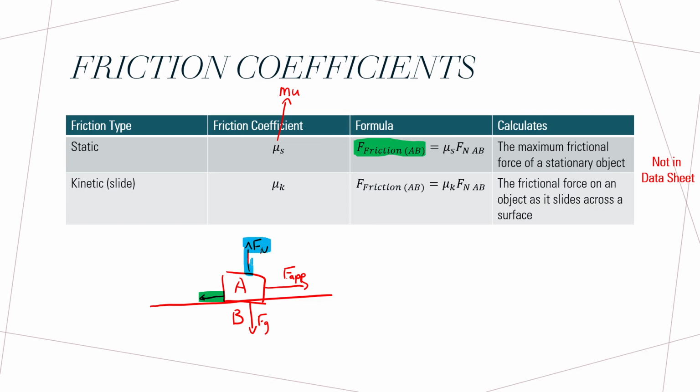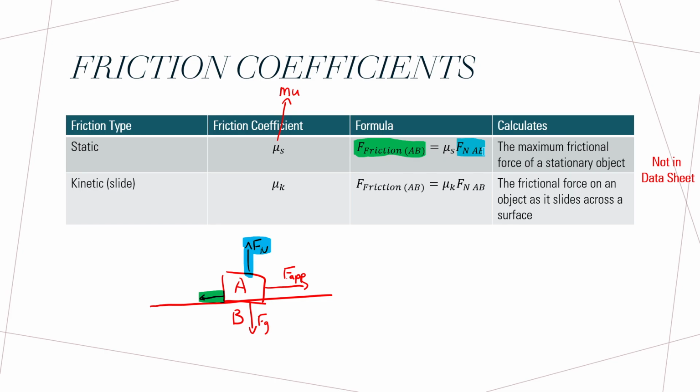But this normal force that's here is the normal force described in our formula up the top, the normal force between A and B. If you're using the static friction coefficient, then when you sub in the static friction coefficient and the normal force, you're able to calculate the maximum frictional force of the stationary object. So essentially, how much applied force can you keep pushing until you hit that break point where motion's going to start? If you use the kinetic friction coefficient and substitute that in, what you'll be calculating is a frictional force on an object as it's actually sliding across the surface.